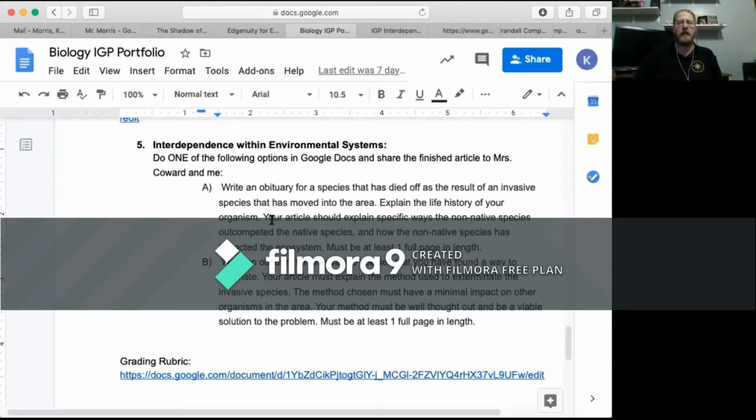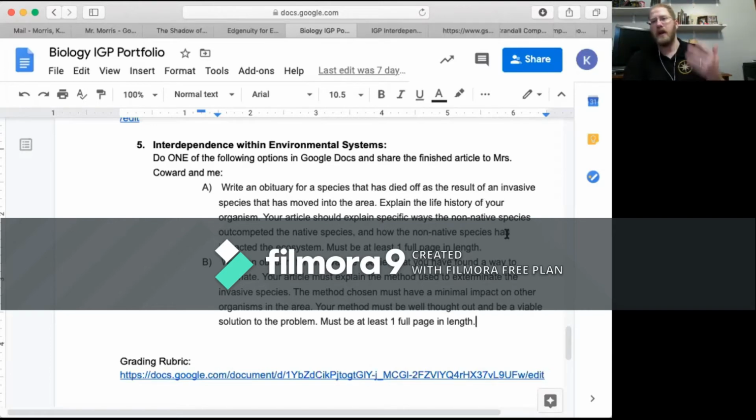Explain how long it normally blooms. Is it a perennial plant? Is it a frog or anything that has a certain lifespan? So whatever it is, use the most details possible. The article should explain specific ways that the non-native species outcompeted the native species.